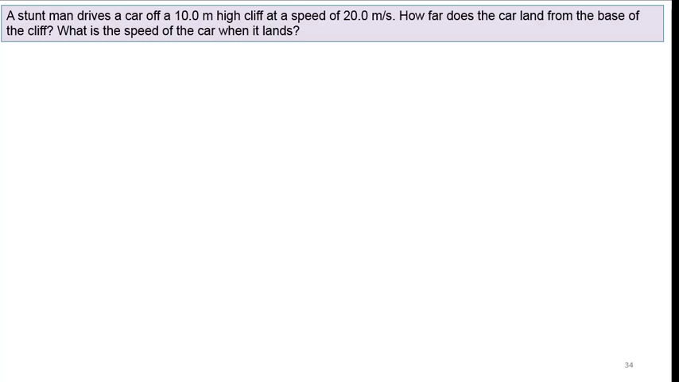Here's our first example with projectile motion. So press pause, do your best to work through it, and then press play and we'll go through it together.